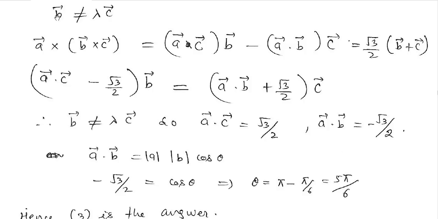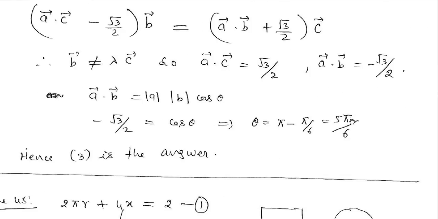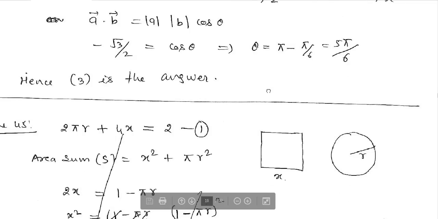but it is given that B vector is not equal to C vector, so individually these two have to be 0, and A, B are unit vectors, so A dot B is equal to minus 3 by 2 on doing this, and this implies cos theta equal to minus 3 by 2, and theta becomes 5 pi by 6.